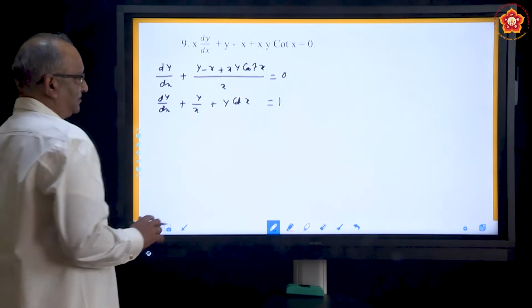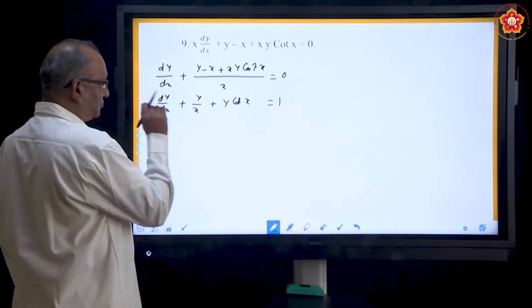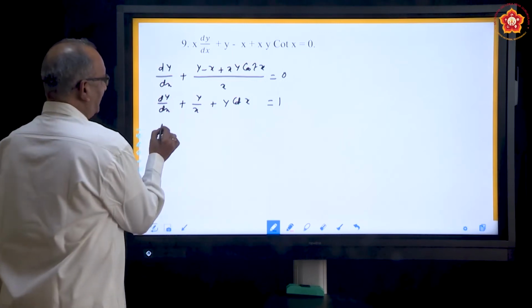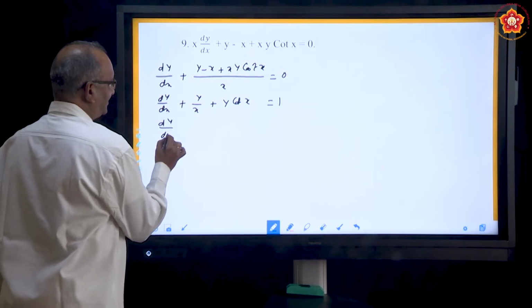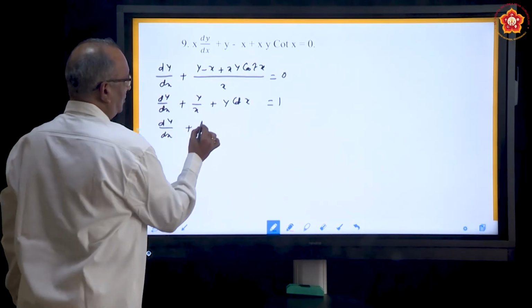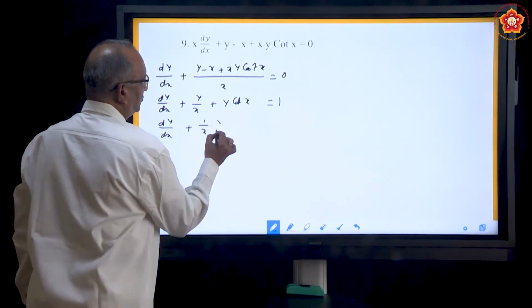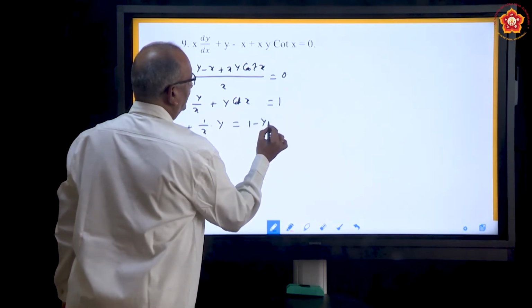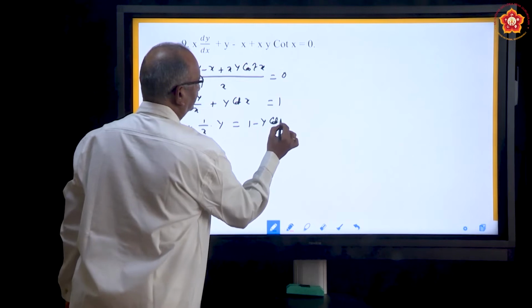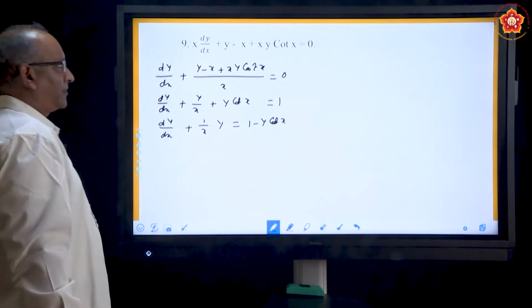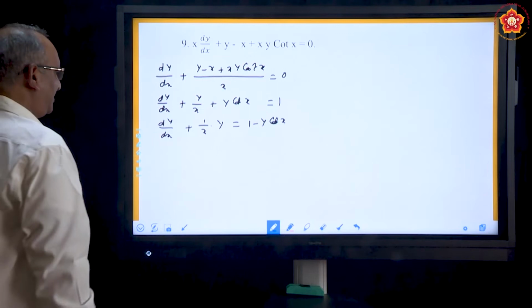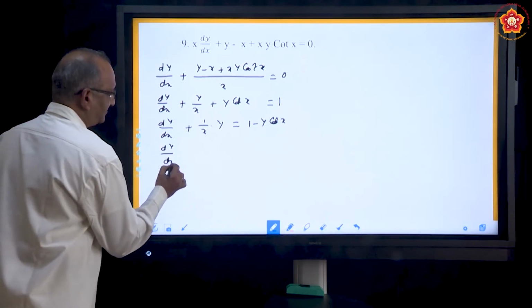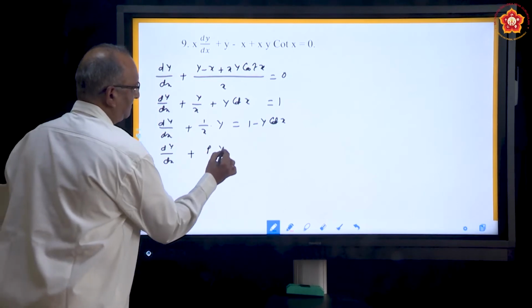Now, observe this carefully. How to simplify? The method is quite simple. This can be written as dy by dx plus 1 by x into y equal to 1 minus y cot x. Compare with the standard equation. What is it? dy by dx plus Py.